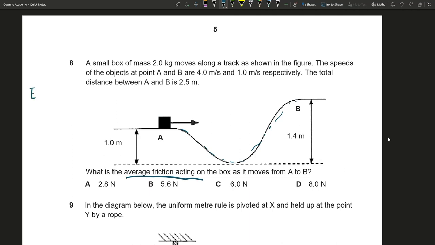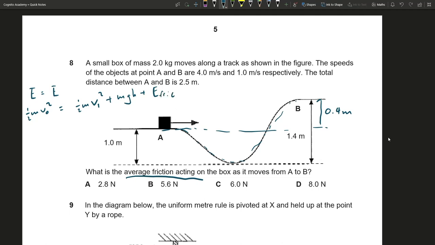So the energy at the start is equal to the energy at the end. And for the energy at the start, let's just take this as base, so we only count the increase in gravitational potential energy here, which is 0.4 meters. So we have the energy at the start, which is half mv squared, where v is the initial velocity, equal to the energy at the end, half mv squared with the final velocity, plus the increase in gravitational potential energy plus the energy loss to friction.